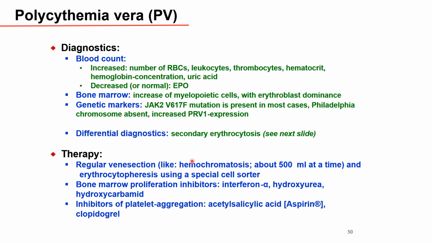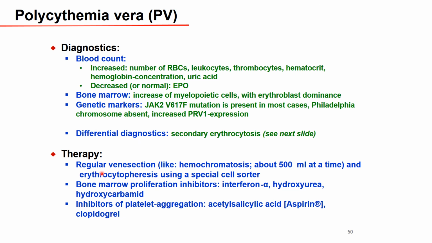In the bone marrow we can see increased myelopoietic cells and erythroid dominance. And the genetic marker, very similar to the others, is the JAK2 mutation. The Philadelphia chromosome usually is negative, and the PRV1 expression increases in this situation. Differential diagnosis mostly could involve secondary erythrocytosis. We do have another slide.